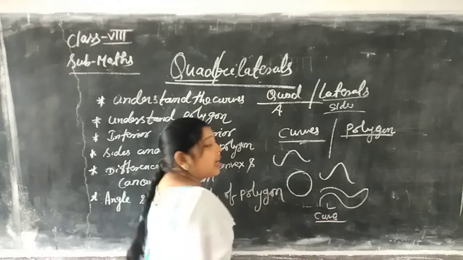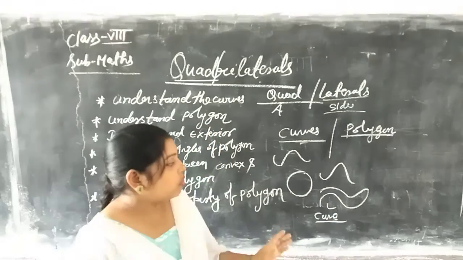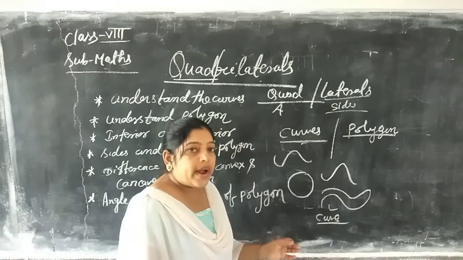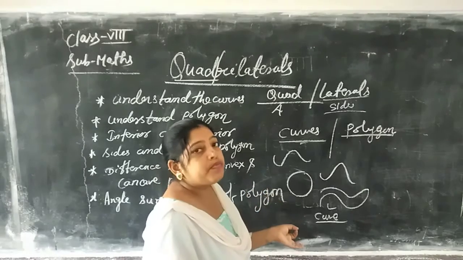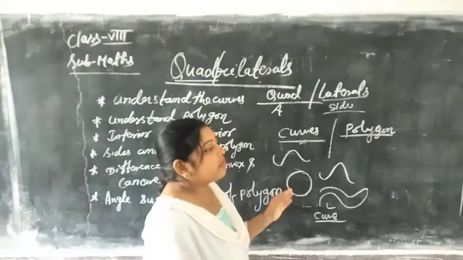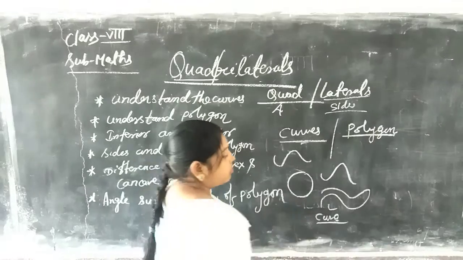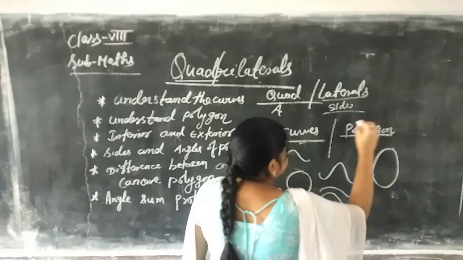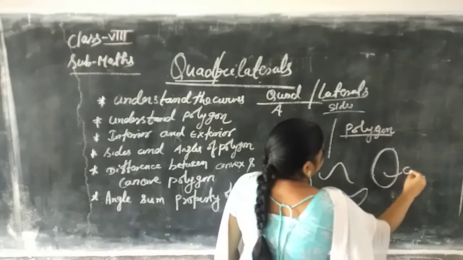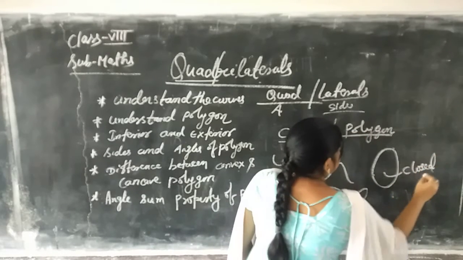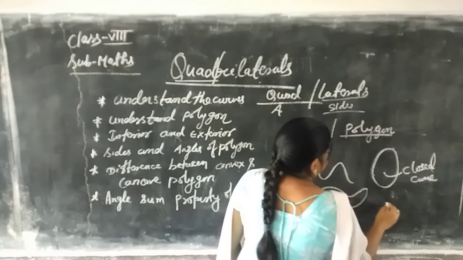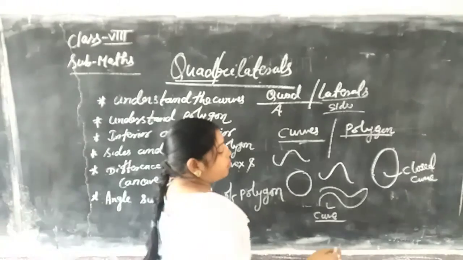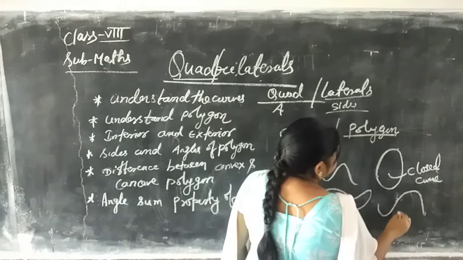A curve also has two parts, closed curve and open curve. If we start at a point and end at the same point, that curve is a closed curve. For example, we start at a point and complete it at that same ending point. So this is called the closed curve. And an open curve starts at a point but does not end at the same point. This is called the open curve.